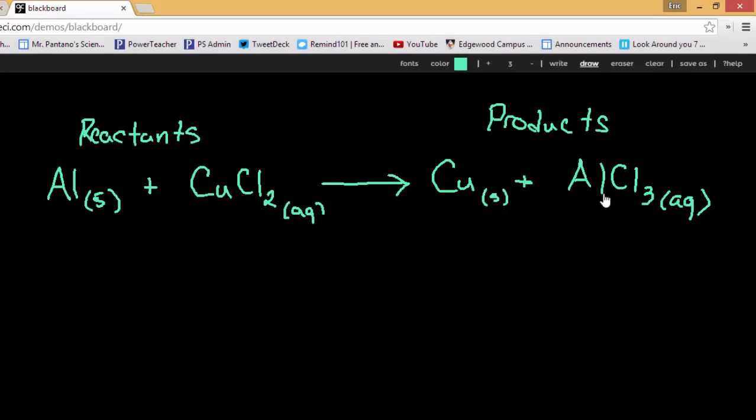We need to make sure we have the same number of atoms of each type on both sides. Now the aluminum, there's one atom of aluminum here and one here, so that's okay. And there's one atom of copper here and one atom here, and that's okay. But there are 2 atoms of chlorine and 3 atoms of chlorine over here. And that's a problem. We have to make the chlorines equal. And the only way I can do that is by putting a number in front of these 2 formulas that will get me the right number of chlorines on both sides.